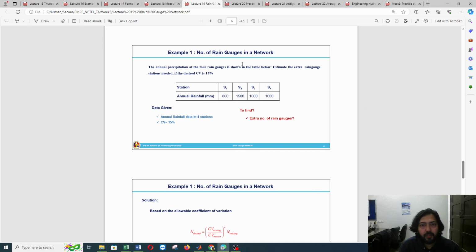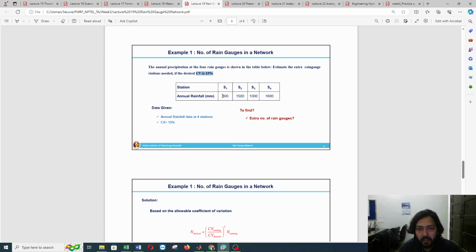So now we are looking into this example where they are asking us the annual precipitation at the 4 rain gauges, which is 800, 1500, 1000 and 1600. So these are 4 stations. They are asking us to estimate the extra rain gauge stations needed if the desired CV is 15%. The first thing we are going to calculate is the existing CV. This is the desired CV they are giving us, but we are supposed to calculate the existing CV in the data set.